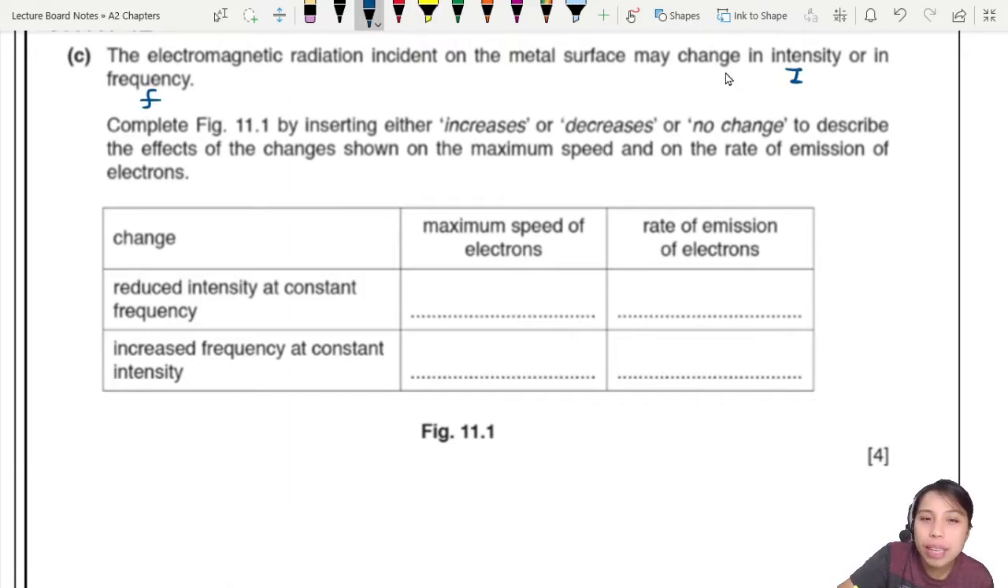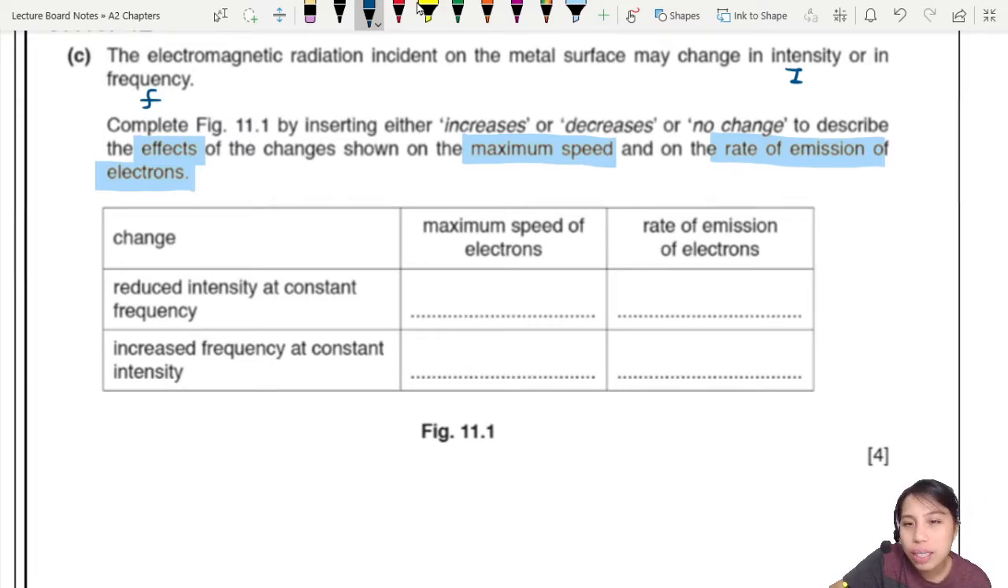Complete the table by saying increase, decrease, or no change to describe the effects on maximum speed and rate of emission of electrons. Rate of emission of electrons is what we call dN/dt. N is the number of electrons, so dN/dt is how many electrons come out in 1 second. Maximum speed is what we know previously as KE max.